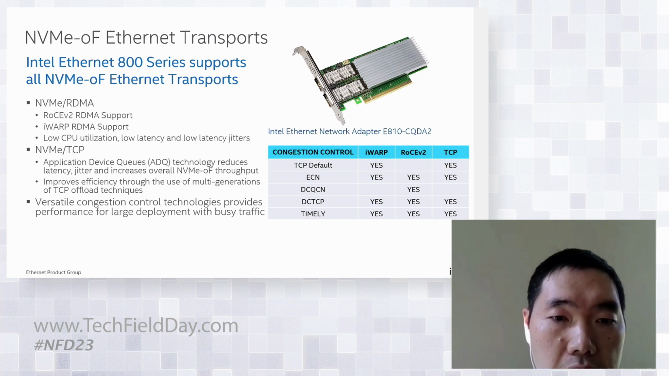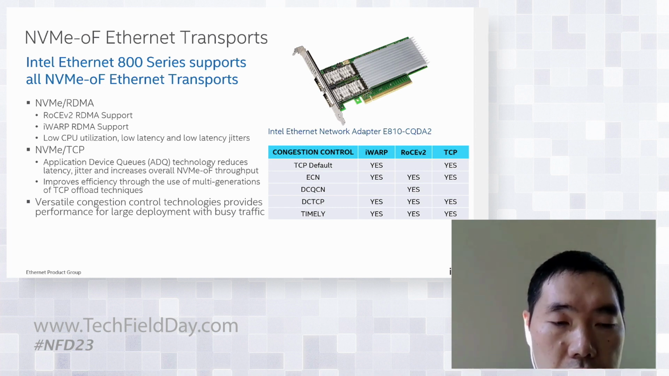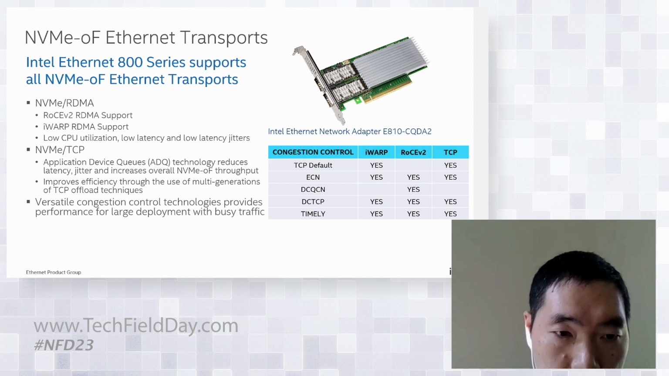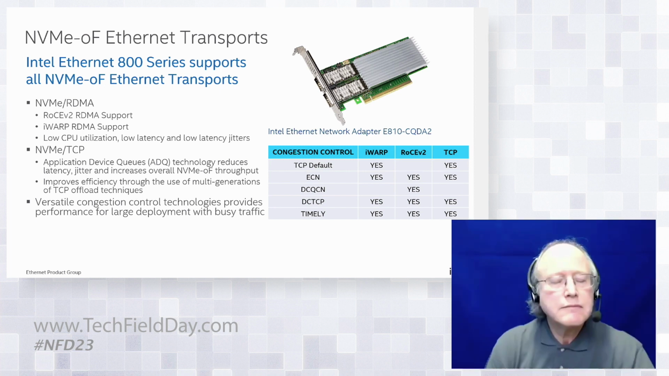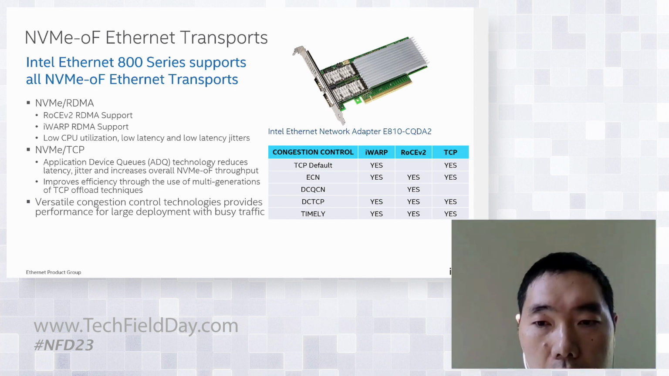With NVMe over TCP with ADQ enhancement, you can get improved throughput, reduced latency, and more importantly, reduced latency jitter. And with the stateless offload engine on our controller, you will also get the benefit of improved efficiencies through multiple generations of improved TCP stateless offload engine. The last thing I want to highlight here is the capability to deal with congestion. This is very important for deployment in a large scale data center network.